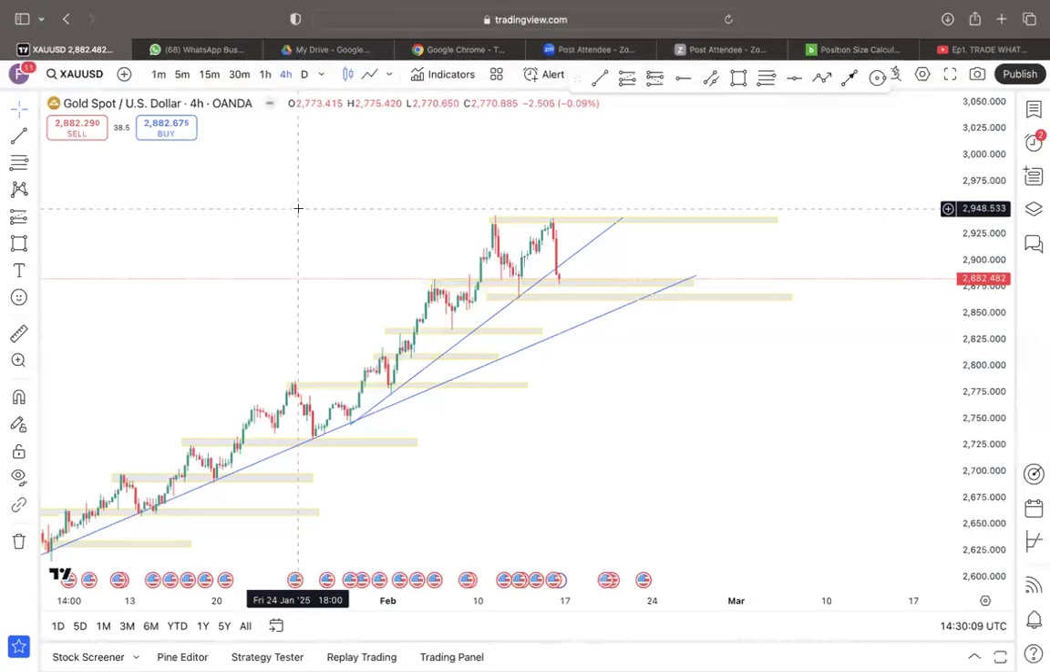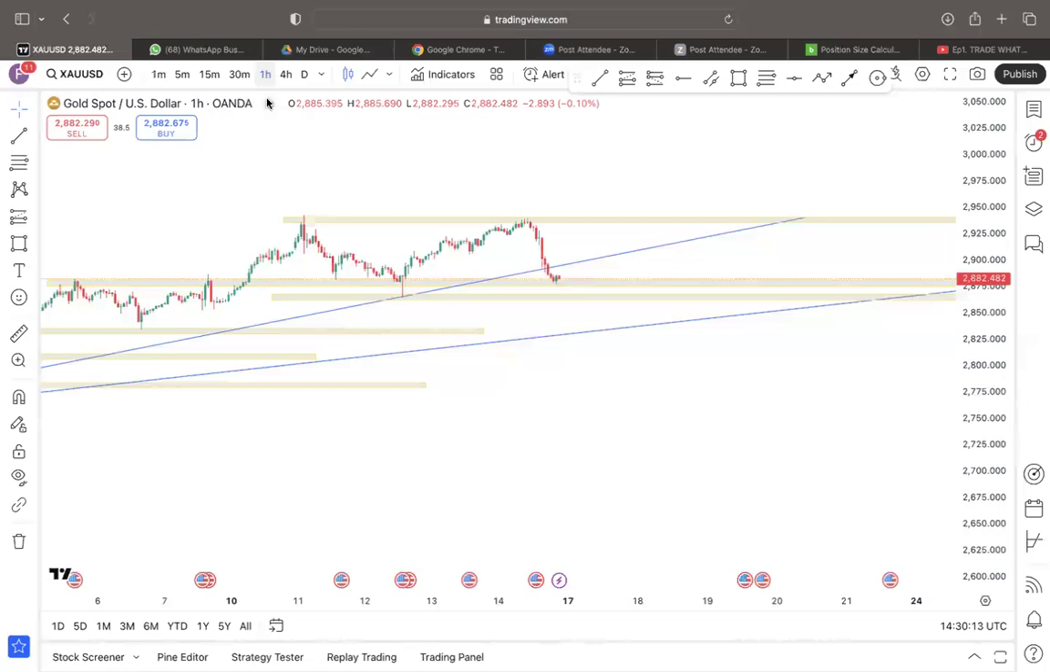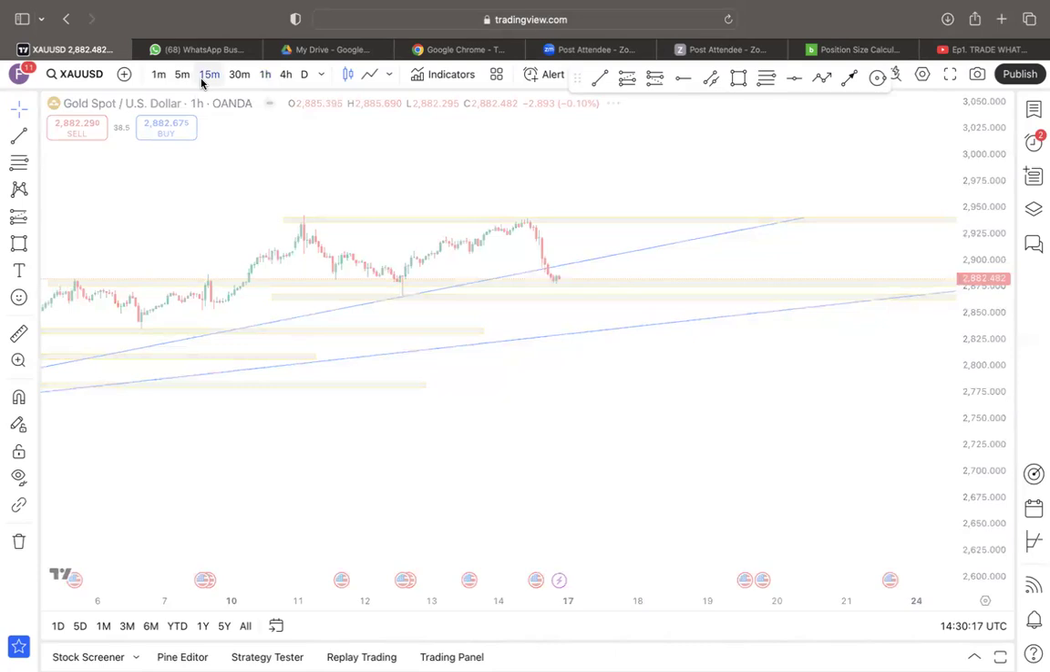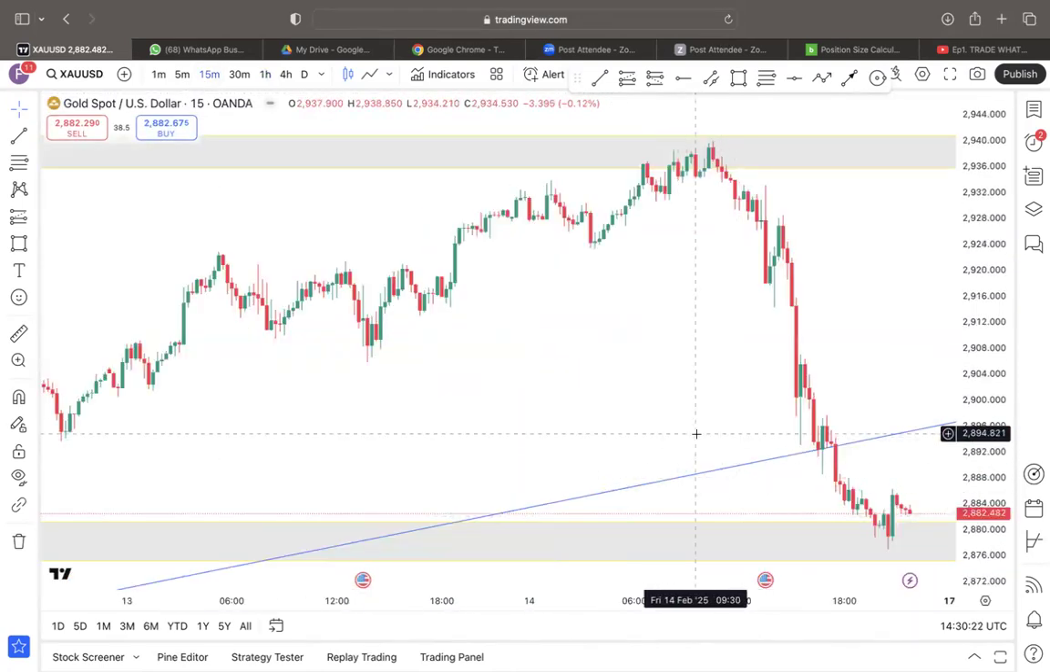So let's move to a lower time frame. Let's move to H1 and see if there is anything. I can't see anything actually on gold now, but let me go to 15 minutes. So on 15 minutes, things are now clearer.